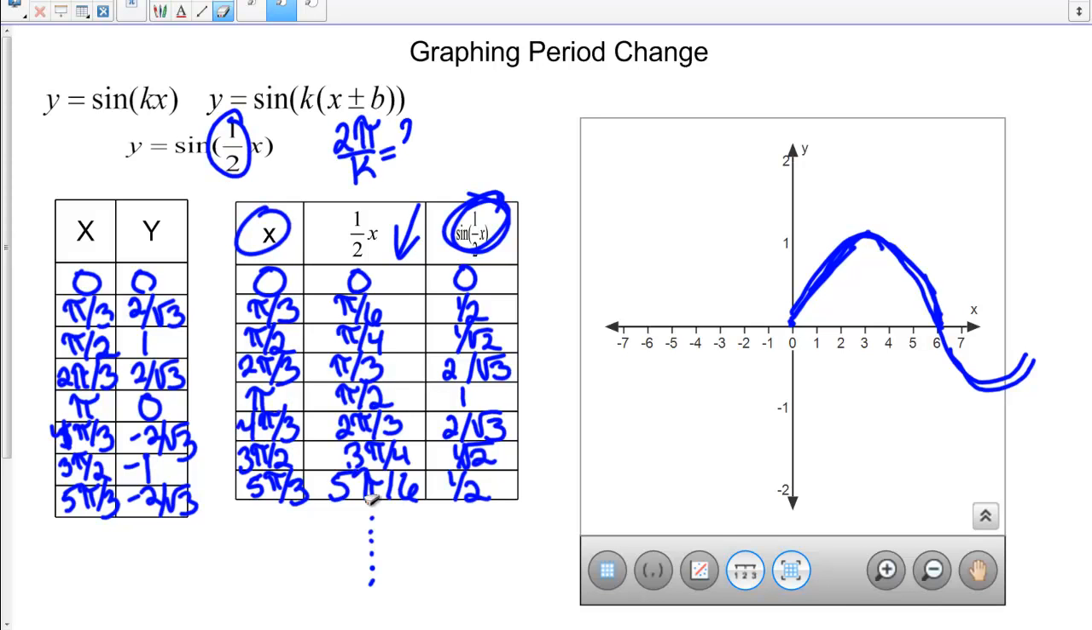In this case, k is 1 half. So our period is going to be 2 pi divided by 1 half, which is the same as 2 pi times 2. So our period is 4 pi. So it'll take us to get all the way over to 4 pi before we start repeating again.